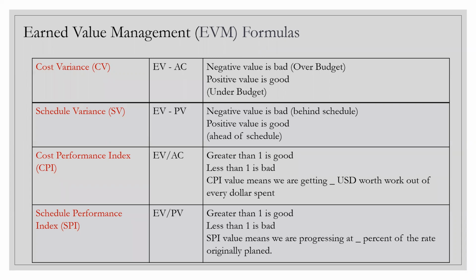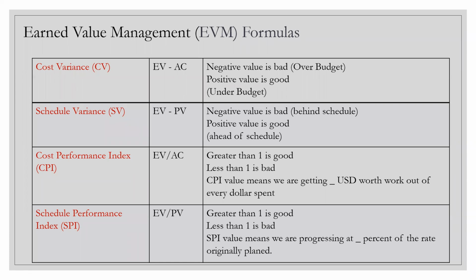Let's talk about the first thing, which is cost variance, CV. CV equals EV minus AC. If the EV minus AC, the CV, is negative, negative means bad. Negative means over budget. A positive value is always good, which means that we are earning more than the dollar value that we have pumped in, and it's under budget, right? Schedule variance is EV minus PV.